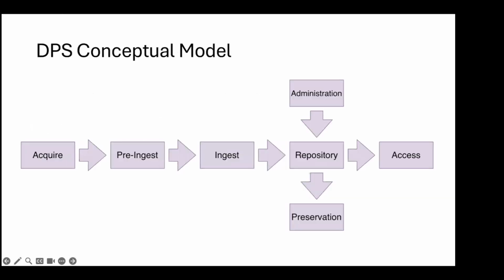The system we've built has a very simple conceptual model. We are acquiring stuff from various sources, packaging it up, bringing it through a standardized ingest workflow into a core repository, from where we send it to preservation, as in put it in preservation storage, and the core repository can then be accessed, and we have an administration layer, which I will come to later.